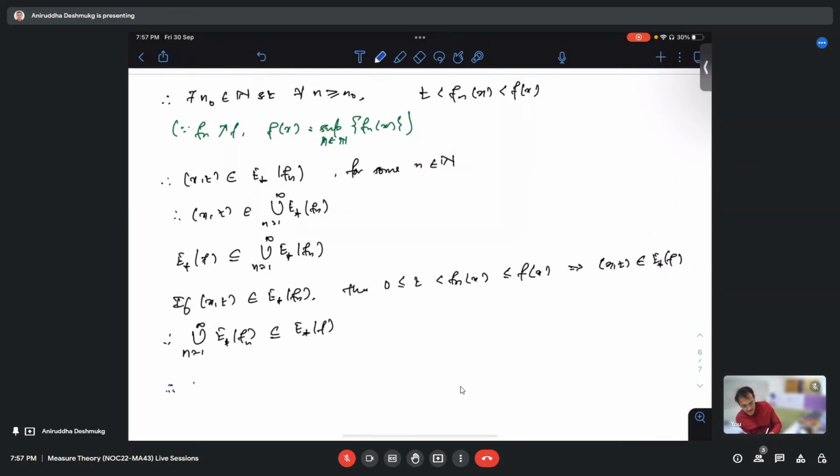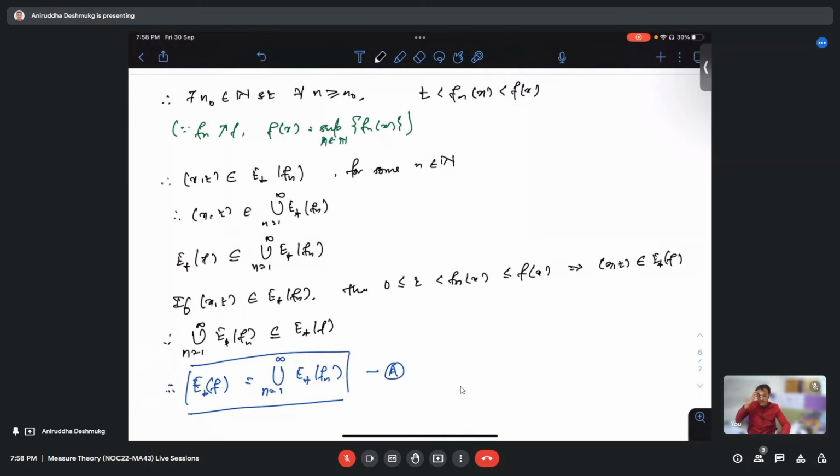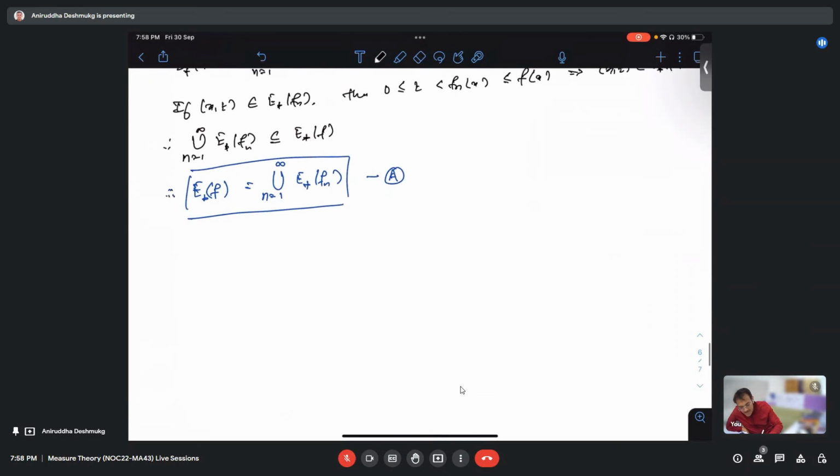Therefore, E lower star f is equal to the union of E lower star f_n. And let us call this result B. Okay, now let us look at the next result.